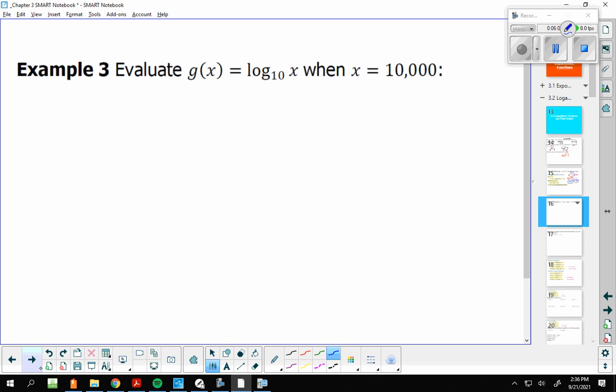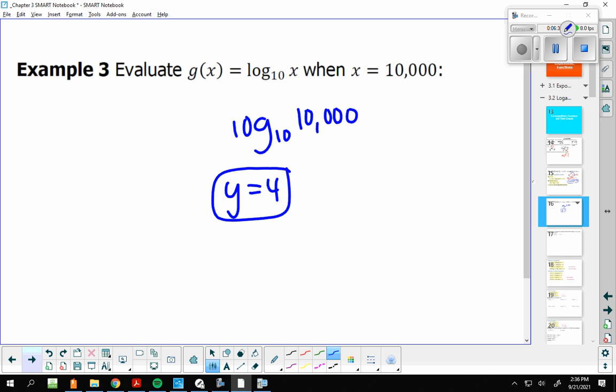Alright, so evaluate g of x when x equals 10,000. Well, evaluate just means to plug in. So we're going to plug in 10,000 for x. Remember, a log is just an exponent. 10 to what exponent changes it into 10,000? The fourth, right? 10 to the fourth is 10,000. So then y equals 4. Again, we're just asking ourselves, the base to what power is the argument? And that power would be the fourth power.